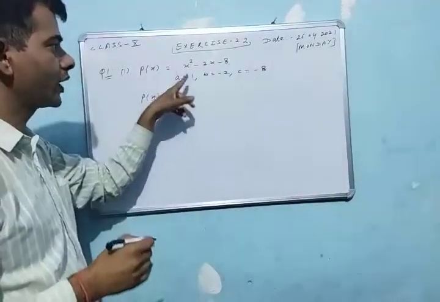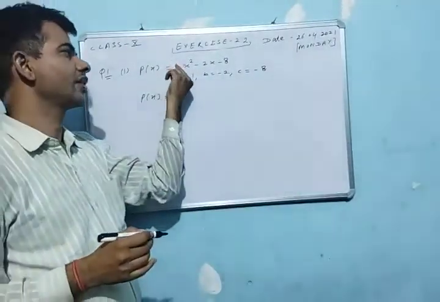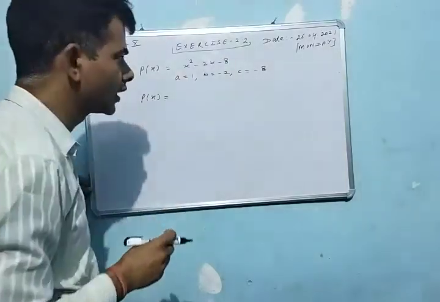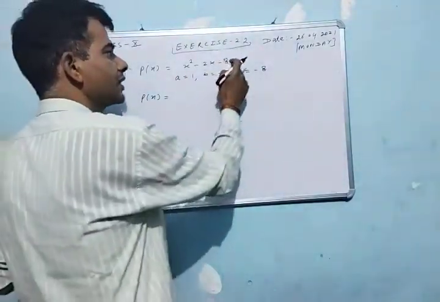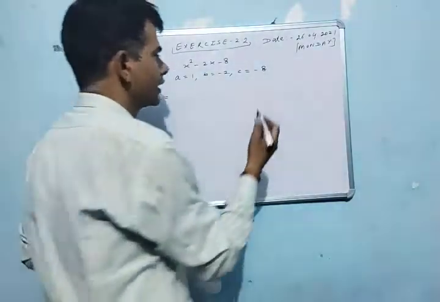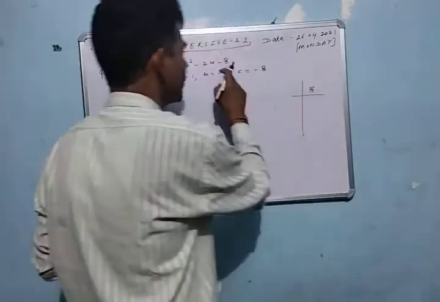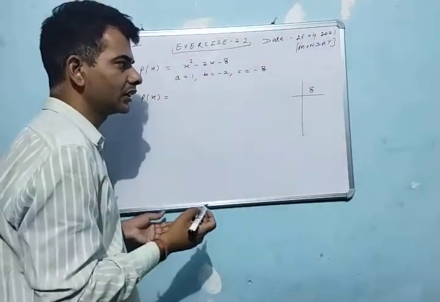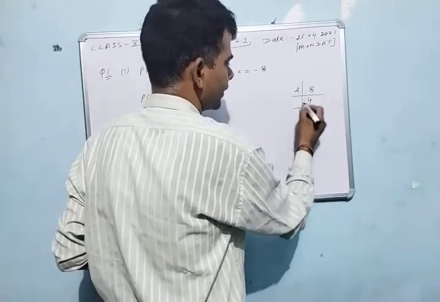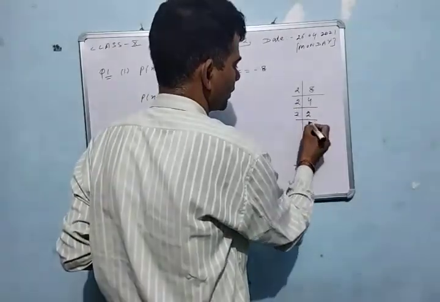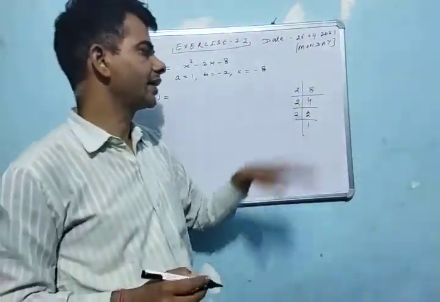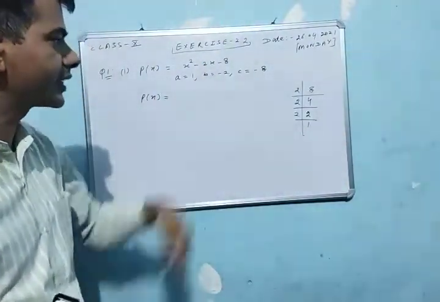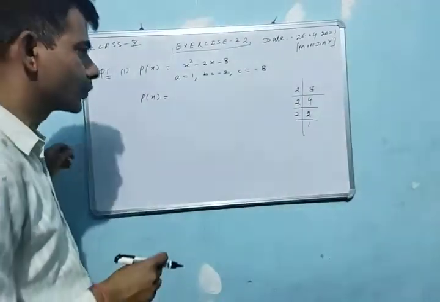Now student, x square minus 2x minus 8. Coefficient of x square is 1. We will multiply it by minus 8, that remains minus 8. Now student, make two factors such that the multiplication of the two factors will be minus 8 and the sum will be minus 2. Now we will try factorization of 8, that is 2 4s are 8, 2 2s are 4, 2 1s are 2. Now we will arrange them such that the product of the two factors will be minus 8 and the sum will be minus 2.